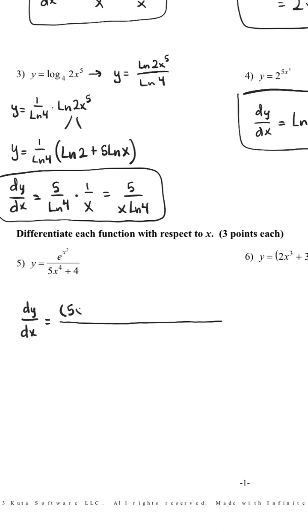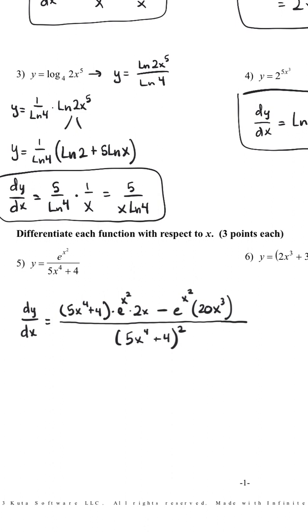So we have the bottom function multiplied by the derivative of the top function. So the derivative of e to the x squared is e to the x squared multiplied by the derivative of x squared. Now minus the top function multiplied by the derivative of the bottom function, which is 20x to the third, divided by the bottom function squared.